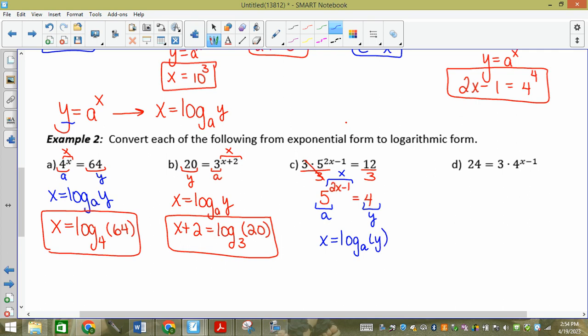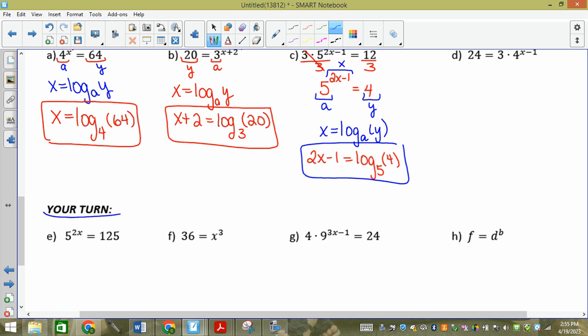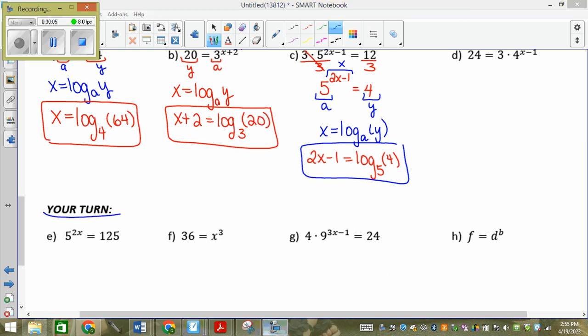So I'm going to get x, which is 2x minus 1, log base 5 of 4. We're skipping D. Now we're moving to Your turn. Go. Then we're going to do some solving.